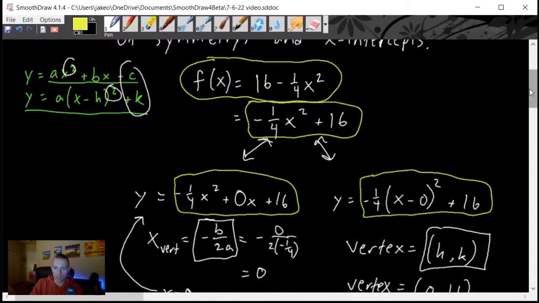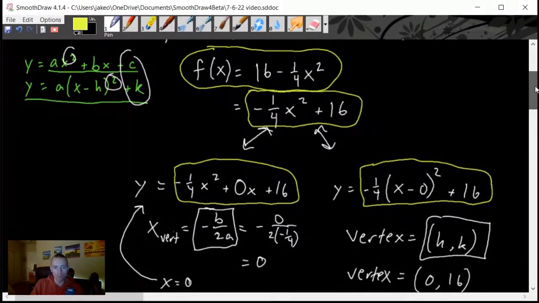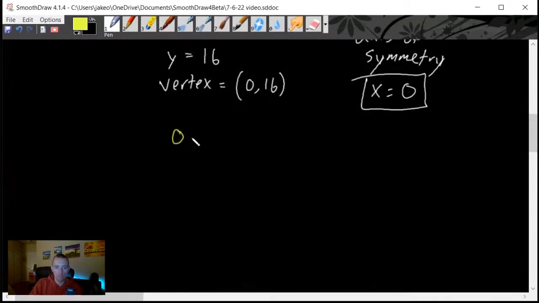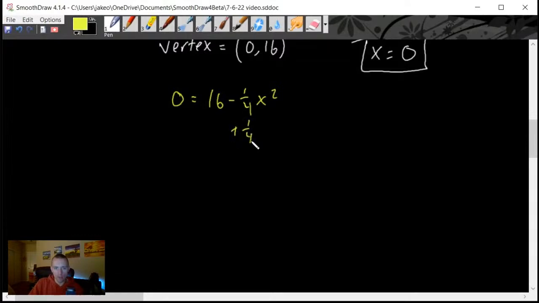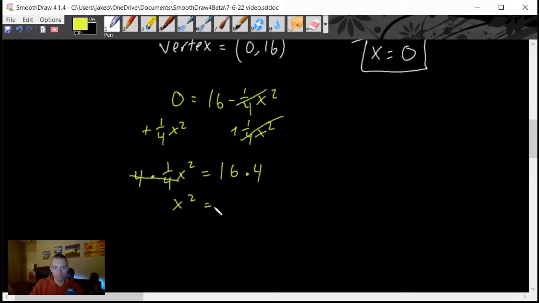So we'll just have 0 equals 16 minus 1/4 x squared. And then from there, you basically just have to solve for x. So we'll add 1/4 x squared to both sides. Okay, because that'll cancel with that. Then we will times both sides by 4. 16 times 4 would be 64.